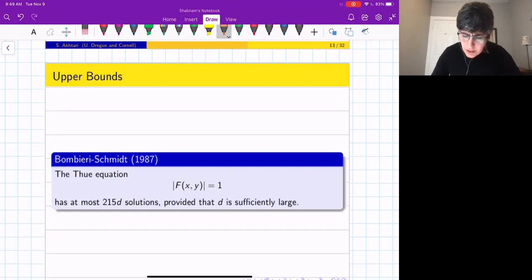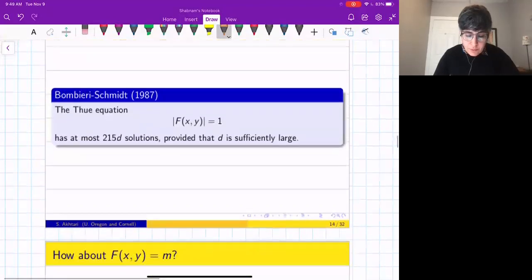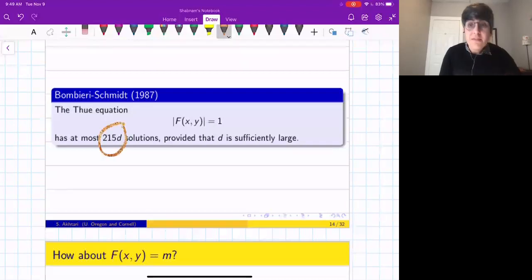By no means am I going to cover all the results that exist. I'm going to cover a couple of important ones. In 87, Bombieri and Wolfgang Schmidt proved that if you have f of x equal to plus or minus 1, you can have a very good bound. The number here is not very important. What is important is that the bound does not depend on the height or the coefficients of f. It's general, it's uniform, and it's linear in the degree. So it's some constant times the degree.